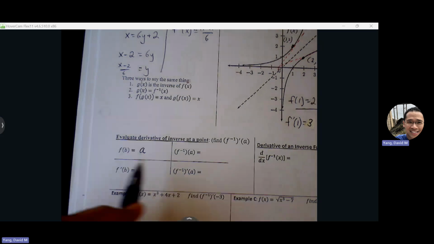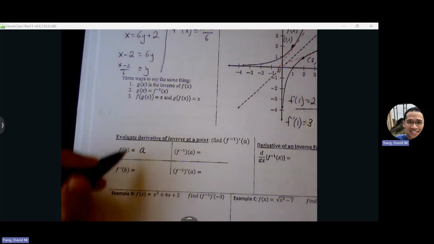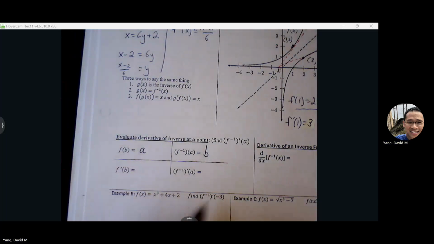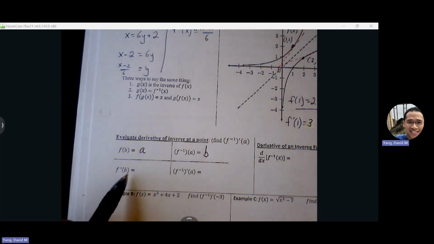The problem is going to provide us the inverse. It's going to ask us about the derivative of the inverse, the slope of the inverse, but they're going to provide us the original function. So the problem is a lot of times going to force us to use the original function and make a conclusion about the inverse. So if there's an ordered pair b comma a on the function, there must be an ordered pair a comma b on the inverse.